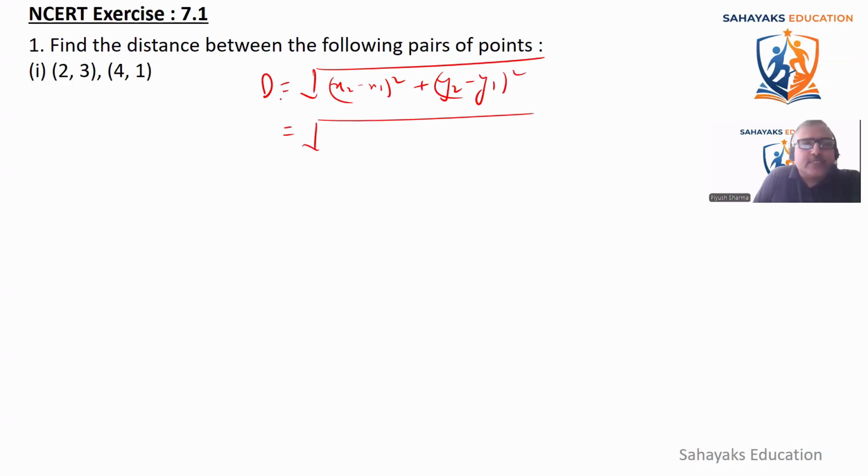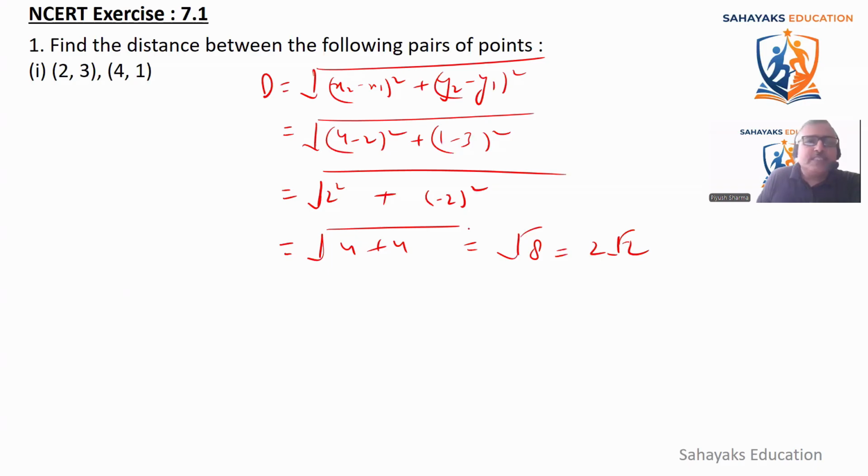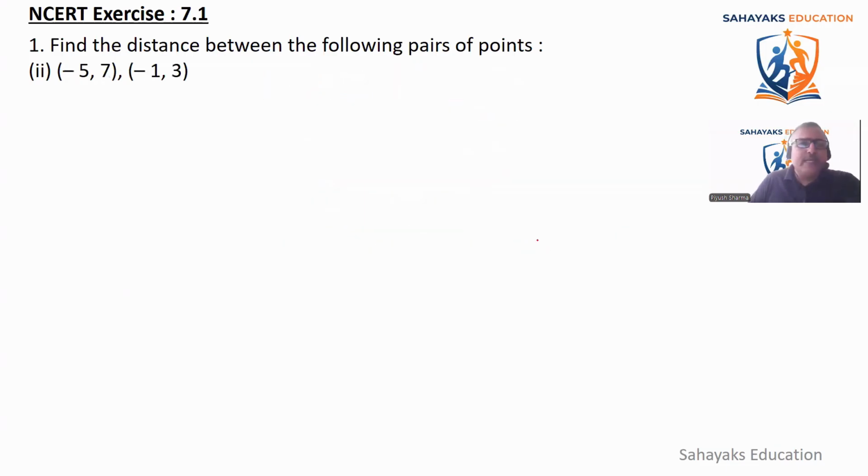Here x2 is considered as 4. 4 minus 2 whole square plus 1 minus 3 whole square. So it becomes 2 square plus, this is also minus 2 square. So it becomes 4 plus 4 is equal to square root of 8. That is equal to 2 root 2. So distance between these 2 points is 2 root 2. These are pretty simple questions, so let's do it very quickly.